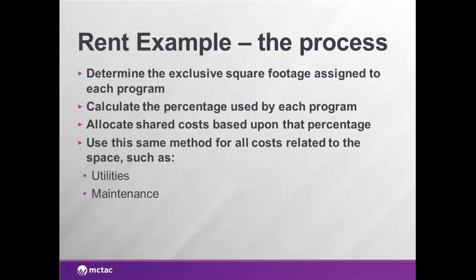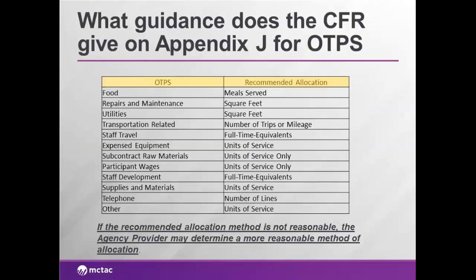So again, this is a simple example that many organizations use already with a single location that houses multiple programs. You just go in, find the exclusive square footage, calculate the percentage, multiply it by the rent on a monthly basis, and assign that cost on your cost center to that program. Do the same for utilities and maintenance. That's pretty simple and straightforward.